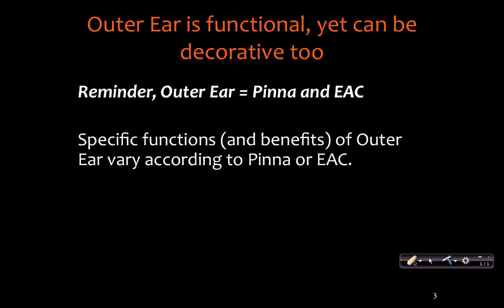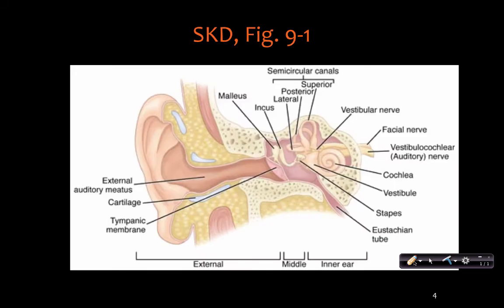The outer ear is functional and has some specific functions, but as we'll see in a second, can be decorative as well. And just as a reminder, the outer ear is both the pinna and the external ear canal. Some of the functions, and therefore the benefits to people, of the outer ear are going to depend on whether it's attributable to the pinna or the external ear canal, and we'll walk through those as we get to it.